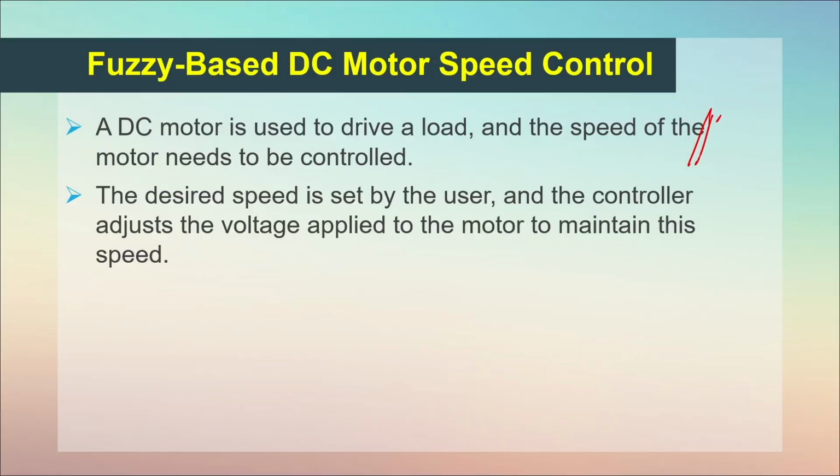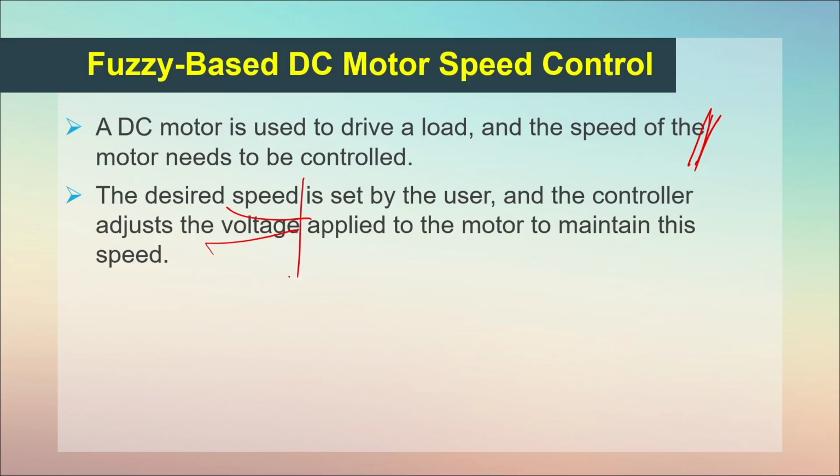So, you know that a DC motor is used to drive a load and the speed of the motor needs to be controlled. That is the most important thing. The desired speed is set by the user and the controller adjusts the voltage applied to the motor to maintain its speed.